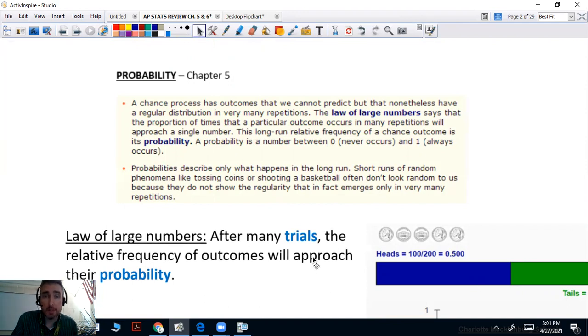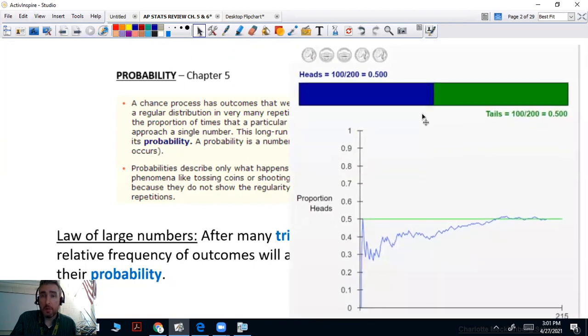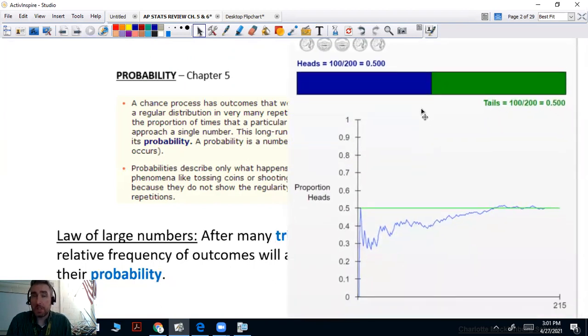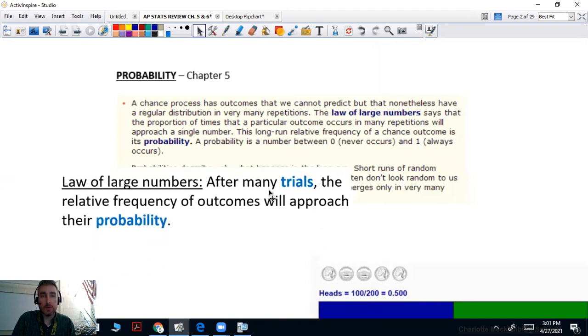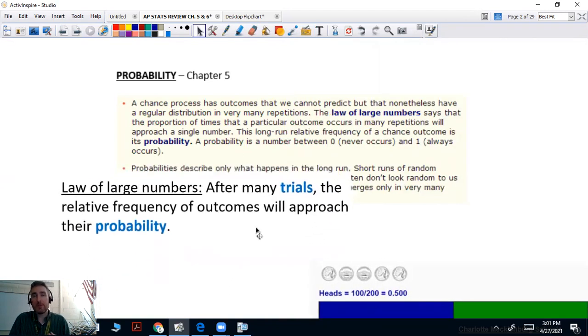probability. So you could have something called a simulator where you have a 50% chance of getting heads, and with one flip, it's either going to be tails or heads. So you're either going to have 100% tails or 100% heads, but eventually, over the course of time, that'll even out to roughly around 50%. So we can simulate that, and that's called the law of large numbers. Law of large numbers: after many trials, the relative frequency of outcomes will approach their probability.